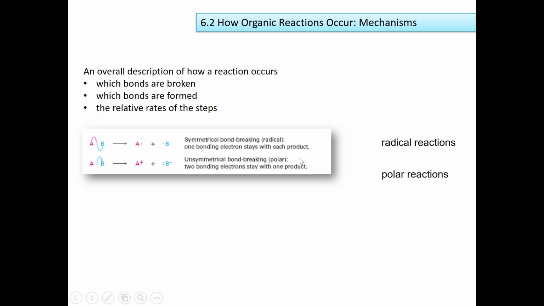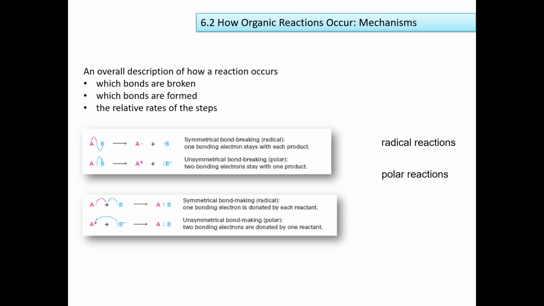If we have a symmetrical breaking of the bond, that means we form radicals, and we have a radical reaction. If the breaking of electrons is not symmetrical, that means we have an anion and a cation, and we have polar reactions. And the same, to form bonds, we can start with two radicals, they join, they form a bond, and this will be a radical reaction, a radical bond-forming reaction.